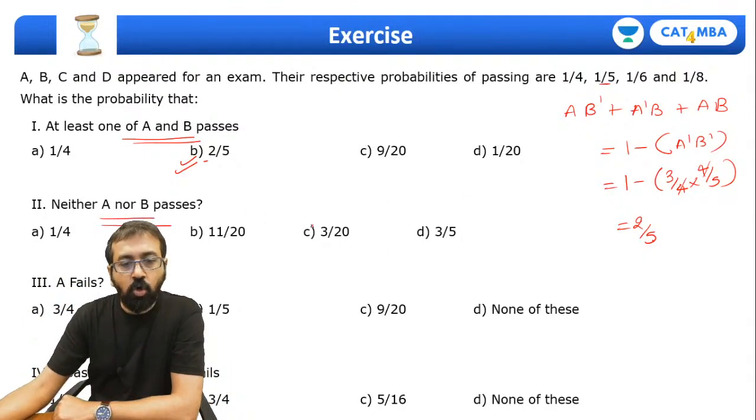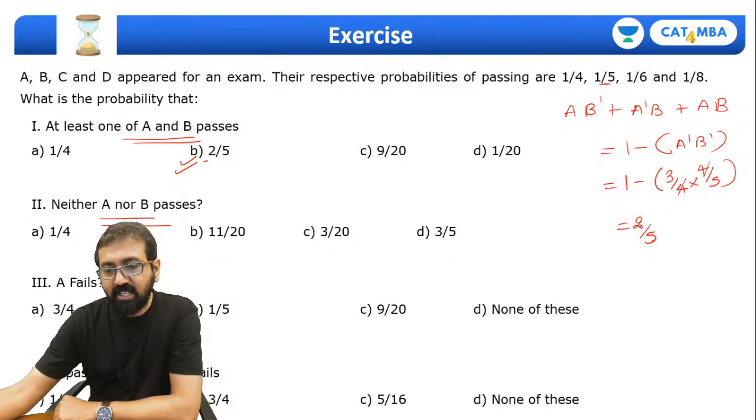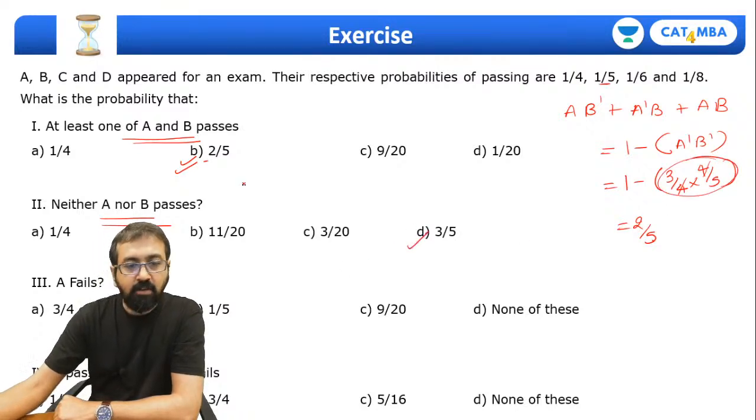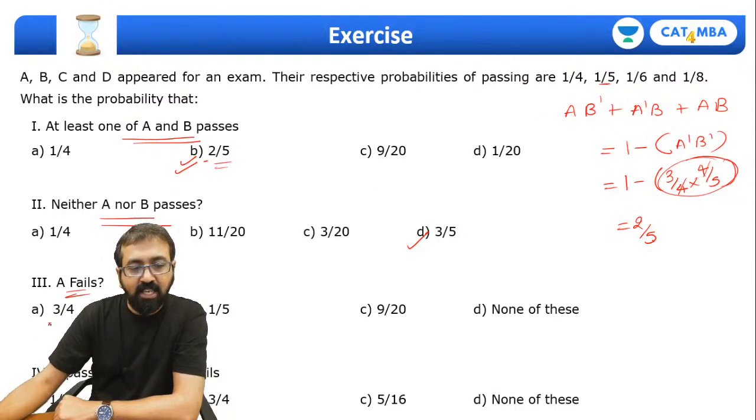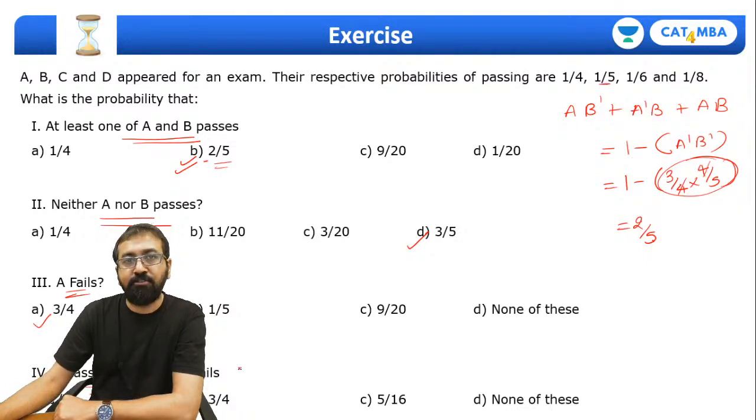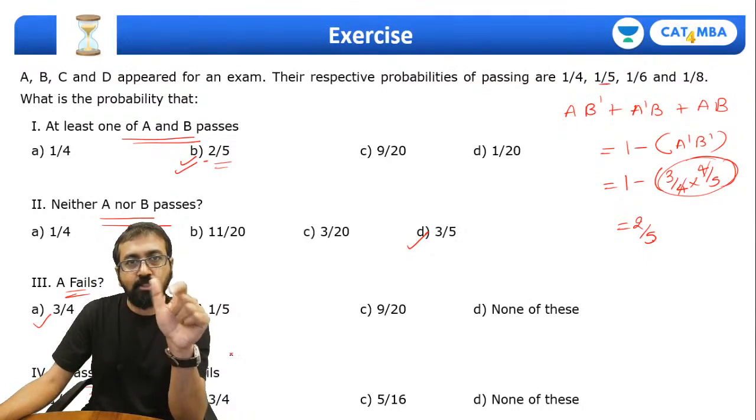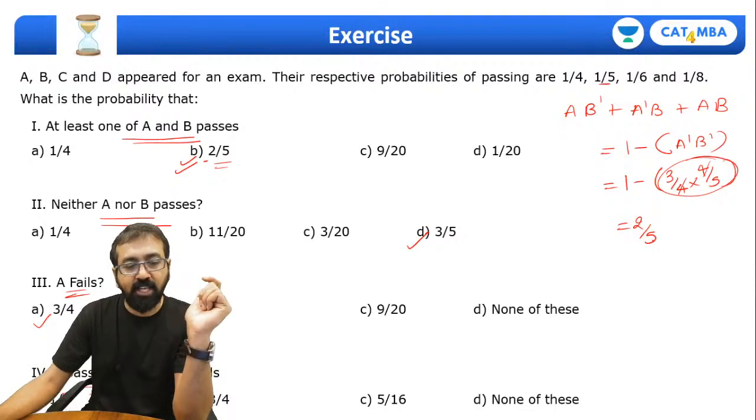Now let's look at this one. Neither A nor B passes. So we have already seen it's 2/5. Sorry, it was 3/5, 1 minus 2/5. A fails. Of course, passing probability of A is 1/4, so 3/4. A passes given that B fails. Now here, whether B fails or B passes, will it change the probability of A? No. So this last question answer will remain the same, 1/4.